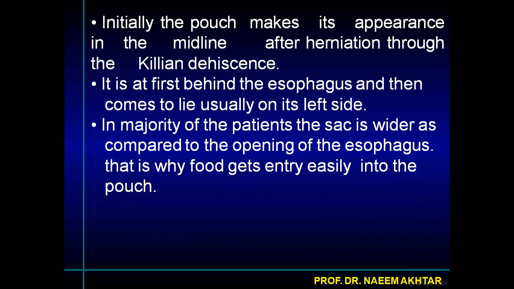Initially, the pouch makes its appearance in the midline after herniation through the Killian's dehiscence. It is first behind the esophagus and then it comes to lie usually on its left side. In majority of the patients, the sac is wider as compared to the opening of the esophagus. That's why food gets an entry easily into the pouch.